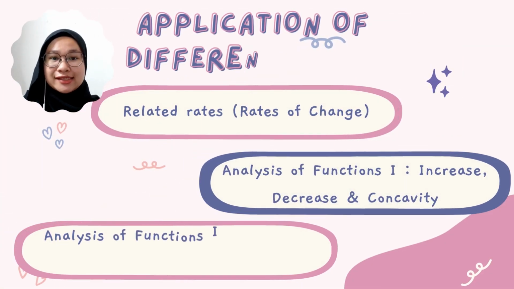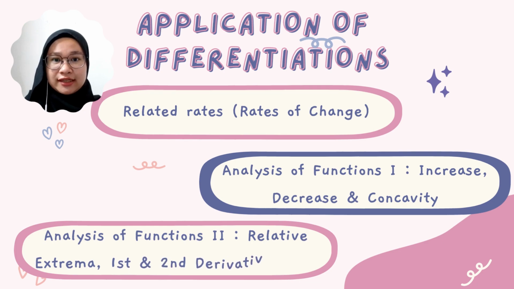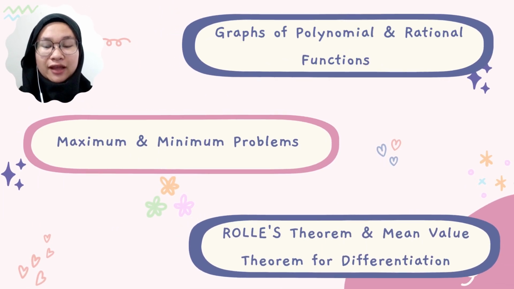We have learned in our class about 6 applications of differentiation, which are related rates that have the same meaning as rates of change, analysis of function 1 that includes increase, decrease, and concavity. Thirdly, we have analysis of function 2 that has relative extrema, and also first and second derivative tests. After that, we have graphs of polynomial and rational functions, then maximum and minimum problems, and lastly, we have learned Rolle's theorem and the mean value theorem for differentiation.